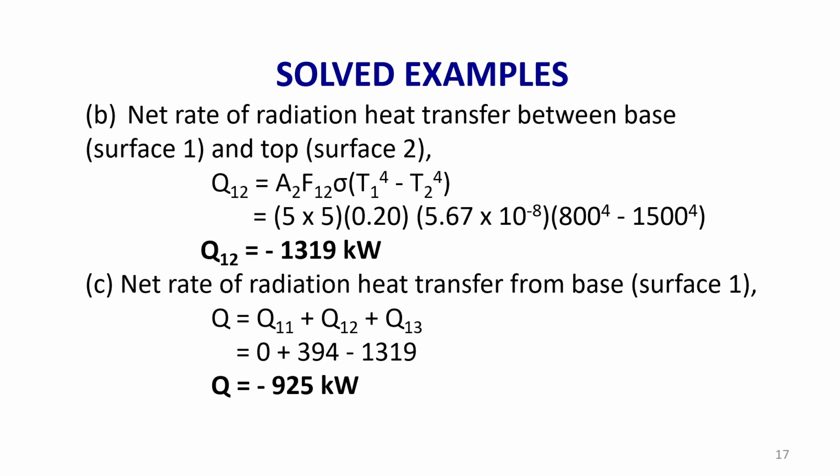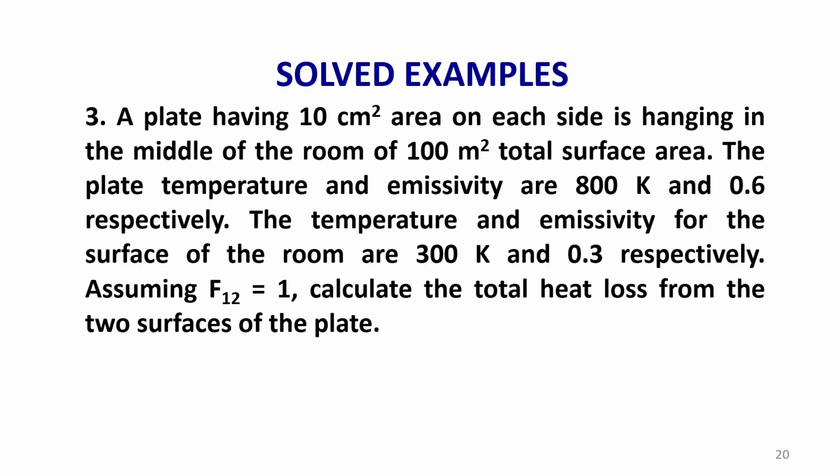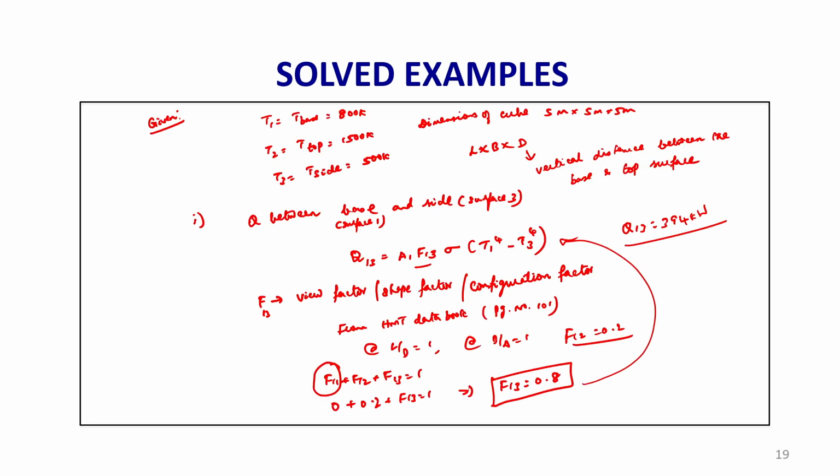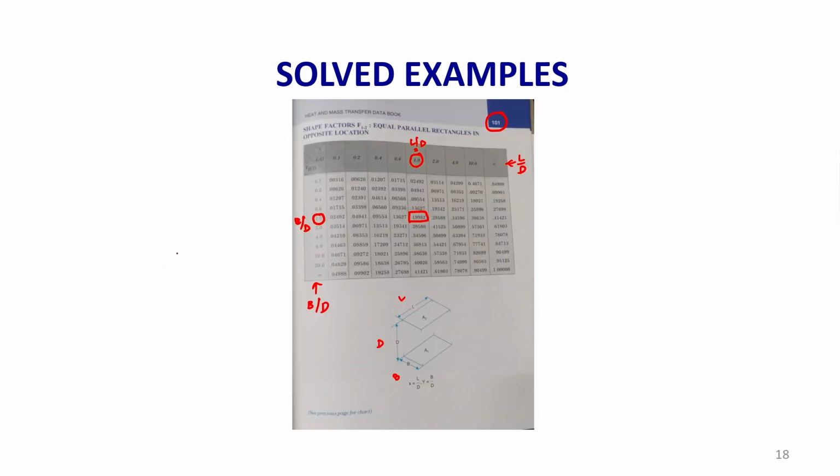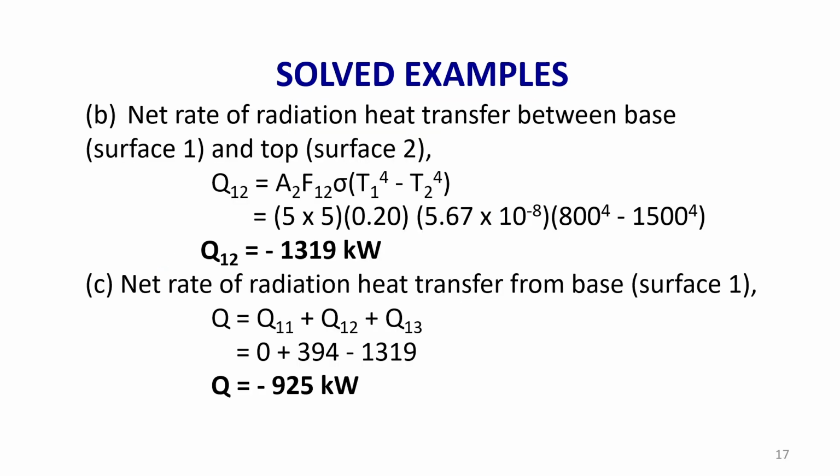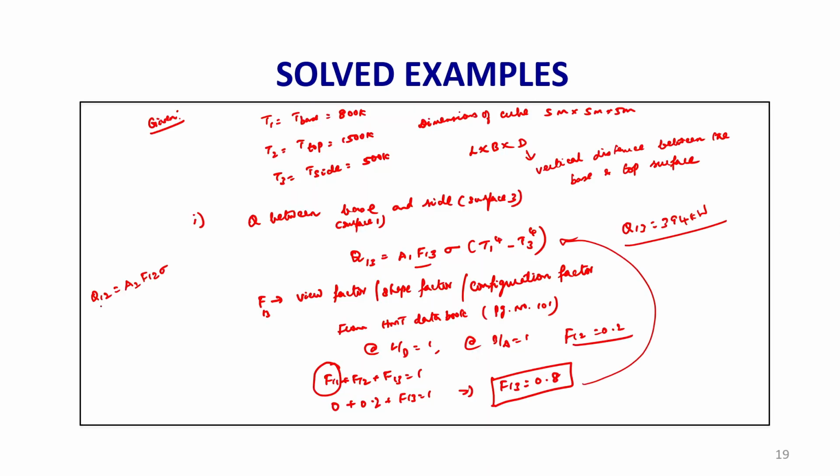Similarly, you can write the formula for Q12: A1 F12, and of course sigma will be there. Sigma is 5.67 into 10 power minus 8, that is a constant value. And if it is 1 to 2, the temperature will be T1 power 4 minus T2 power 4.